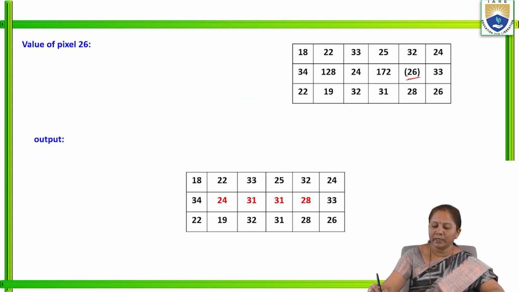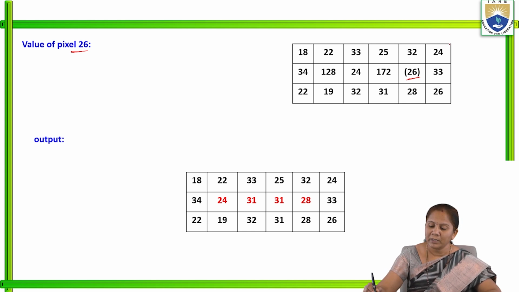So in order to find the new value of the marked pixel 26, we have to shift the 3 by 3 mask such that the 26 will become the center pixel value. So then the 3 by 3 mask will be placed like this. Okay. So this 26 has become the center pixel. Now the pixels that are available under this mask are 25, 32, 24, 172, 26, 33, 31, 28 and 26.